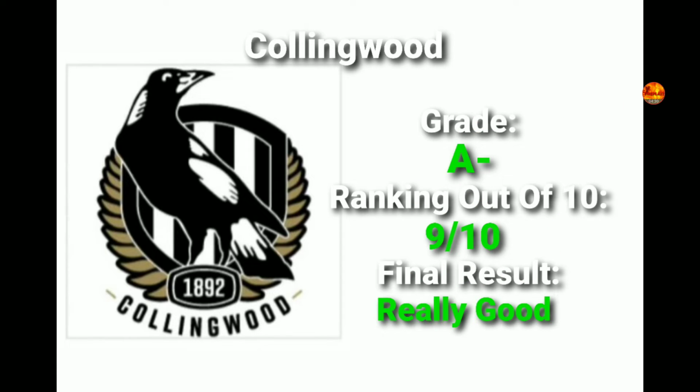Alright guys, on to Collingwood, grade an A-, ranking out of 10, 9 out of 10, final result really good. Again, Collingwood, pretty well the same as Carlton. Another amazing trade period for them. They got Lipinski, they got Kruger, and they were involved in a couple of pick swaps. They got the points for Nick Dacos early on as well.